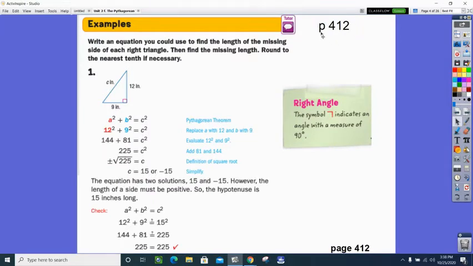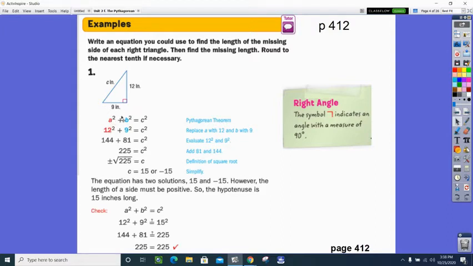Now, in your book on page 412, first of all, they're letting you know about the little symbol for a right angle, which makes it look like a little square once it's put in the corner. The little square will let you know that those are the two sides that make up the right angle. So in this triangle, in number one, we're going to find the missing side. Notice it doesn't have a number, it has a variable, it's an unknown. So we're going to take one of the legs and the other leg, and substitute them into the Pythagorean theorem. It doesn't matter which one is A or B, but it does matter who C is.